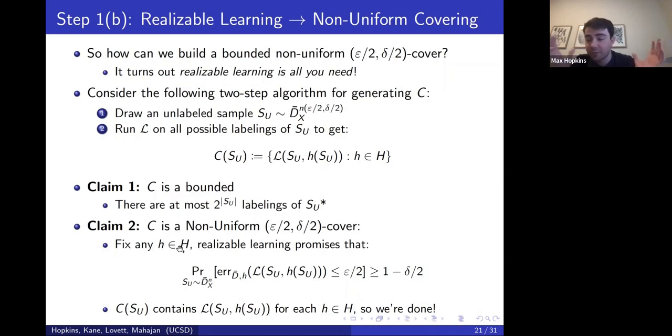Because remember, to win the realizable game, the learner has to win for all choices of the adversary. So for any fixed H, this statement is true: the output is within epsilon over 2 with probability 1 minus delta over 2. But now I claim that we're done.